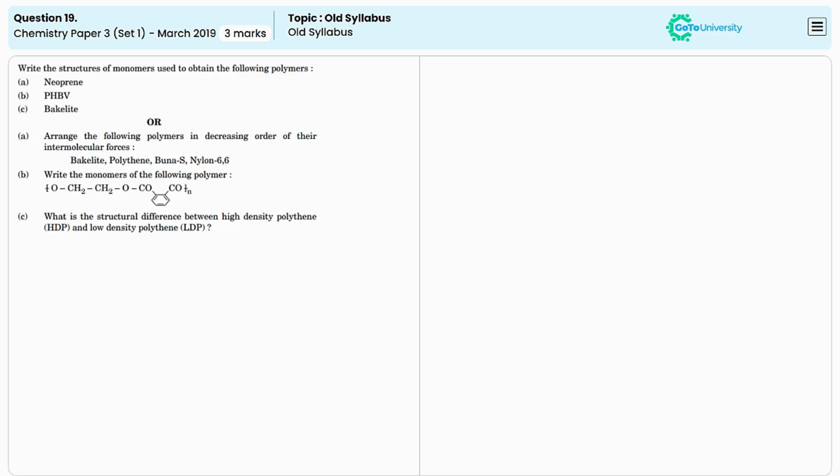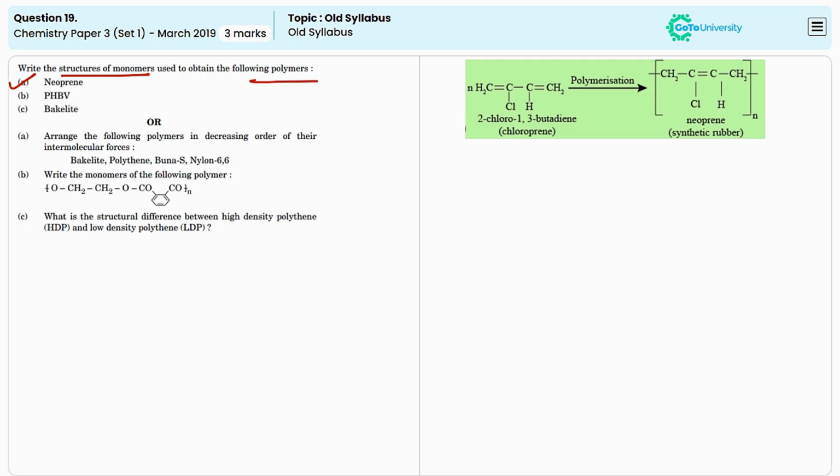In this question, we have to write the structures of monomers used to obtain the given polymers. First one is neoprene. This is a synthetic rubber and also known as polychloroprene. This is made by the polymerization of 2-chlorobutadiene. They are resistant to oil, heat and weathering. It has a good chemical stability, flexibility and durability.